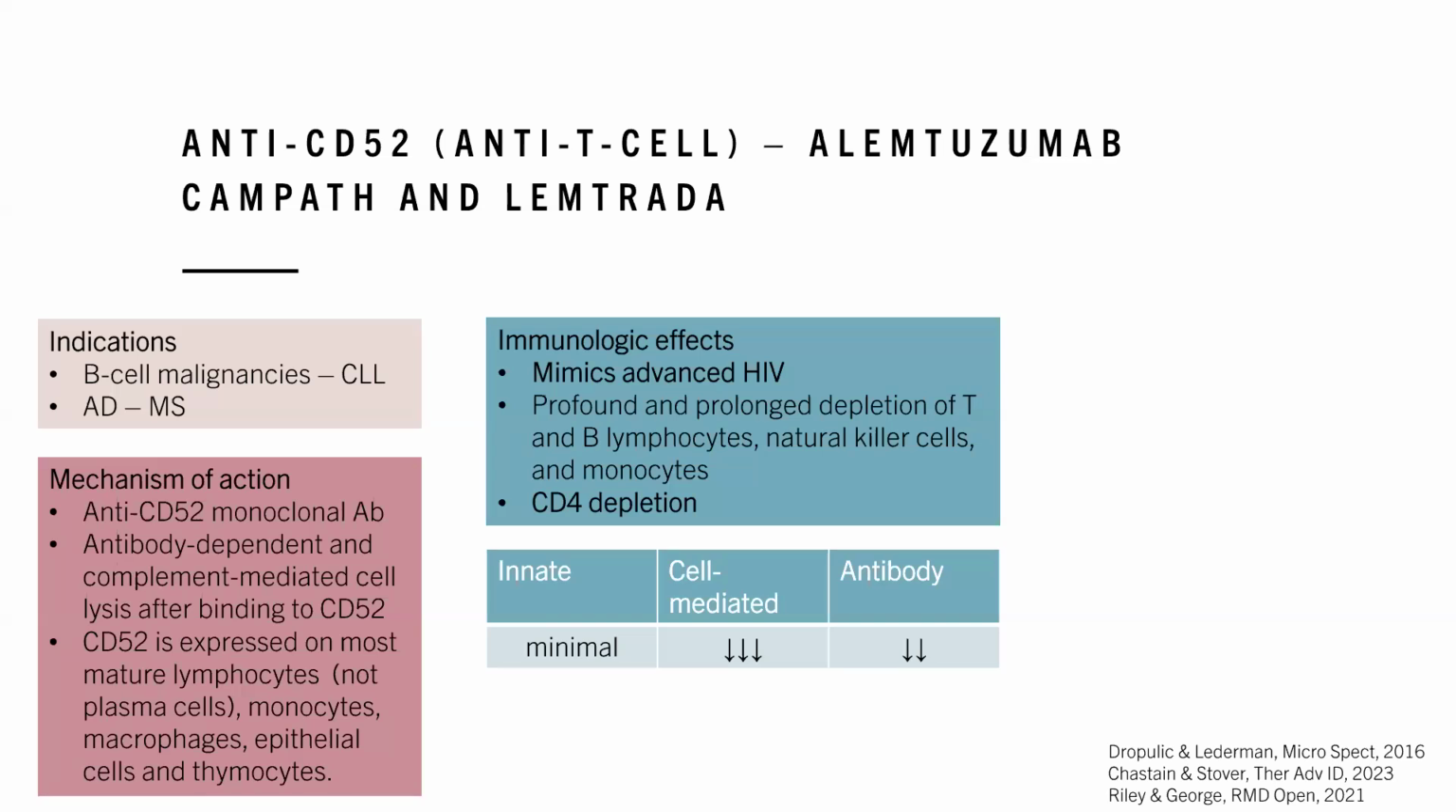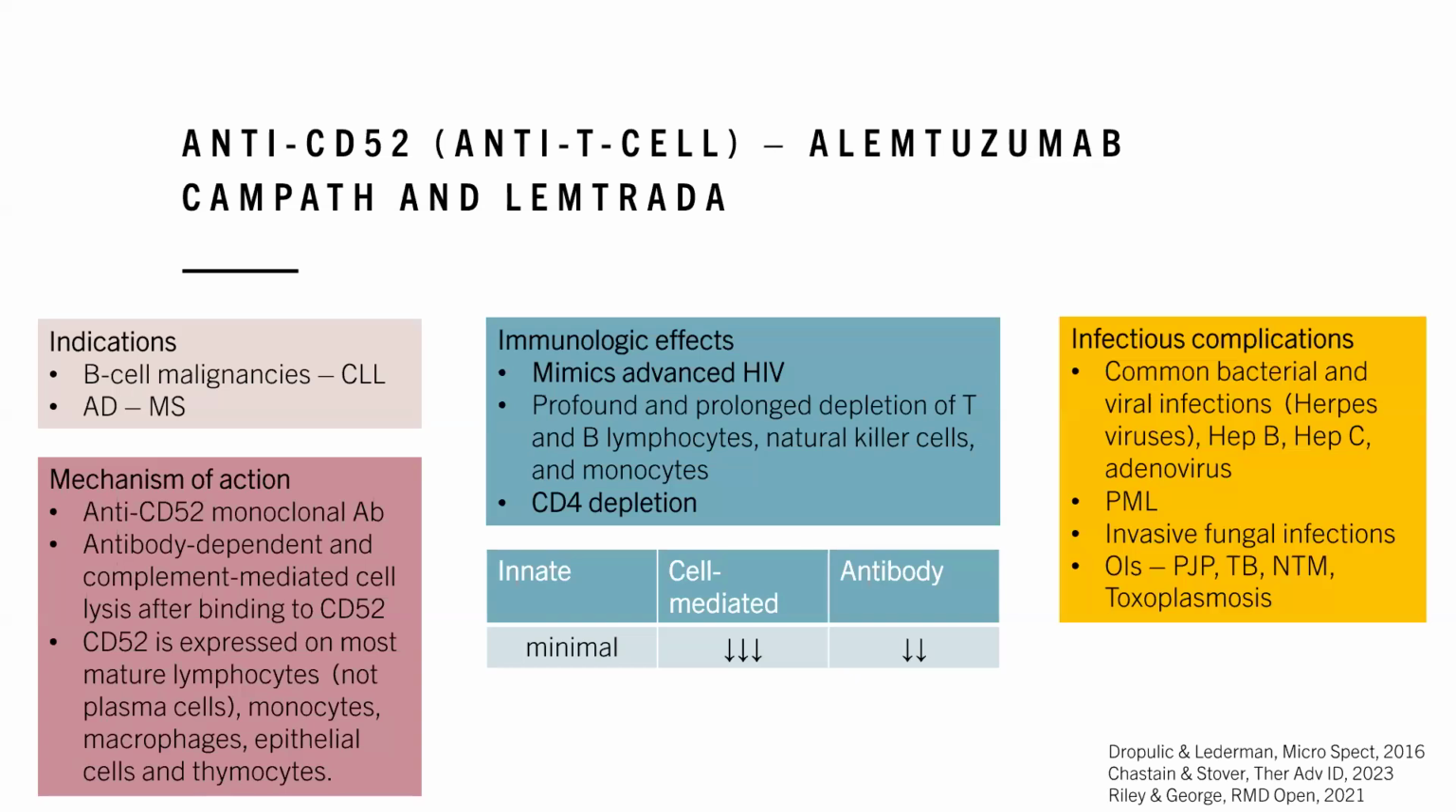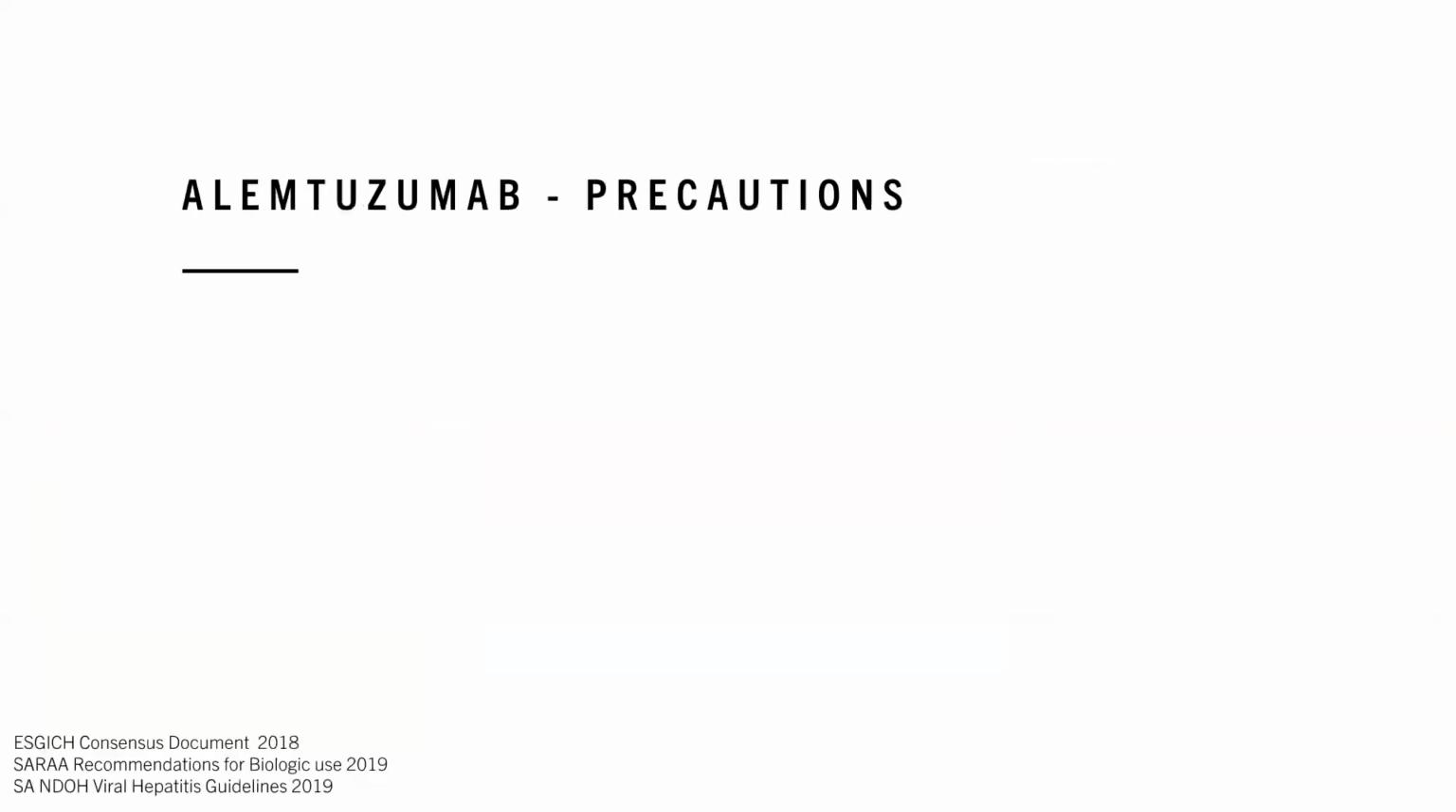So it drops your CD4 count significantly, and the easy way to remember the immune effects of it is everyone's aware of how patients with advanced HIV present, and so those are the type of infections that patients get. So common bacterial and viral infections, risk for PML, invasive fungal infections, and then all your other opportunistic infections like PCP and your mycobacterial infections as well, even toxo. Very potent drug, most probably one of the more difficult drugs to manage, also because the immune suppression is quite prolonged on alemtuzumab.